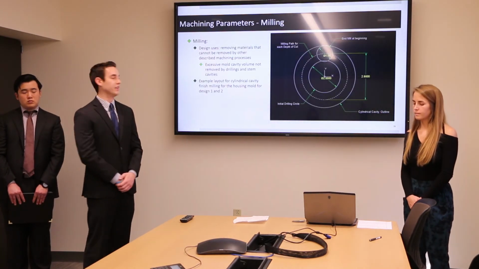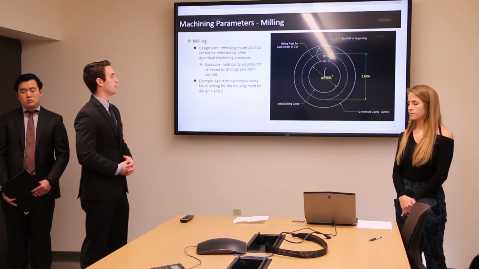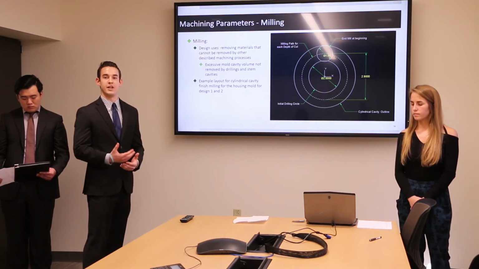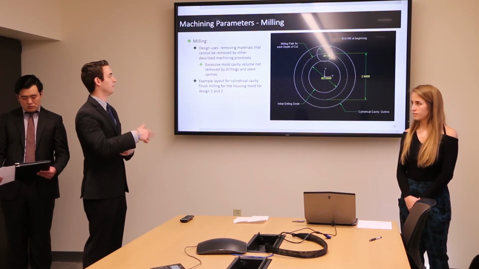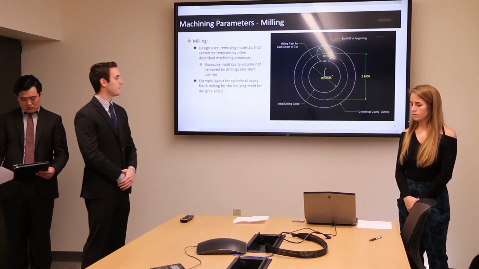So our final parameter was milling. We used milling to remove the materials that cannot be removed by drilling or turning. So as you can see here in this design on the right, we would drill out that 2 inch diameter hole and then use the 1 inch diameter mill to mill out to the proper depth of cut.